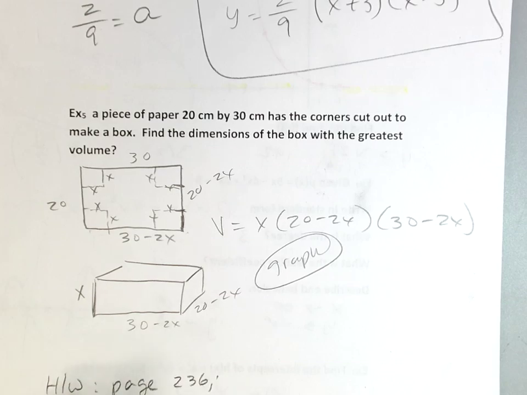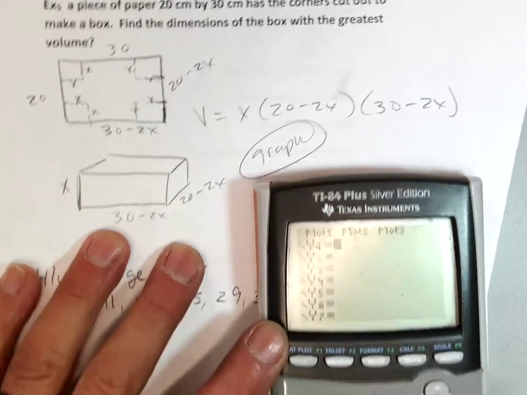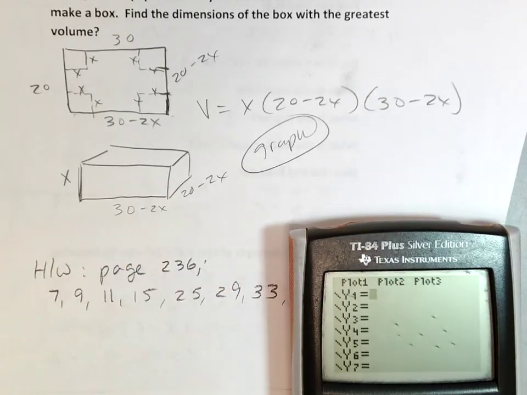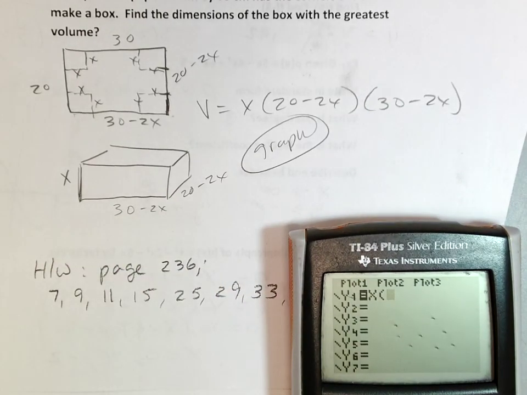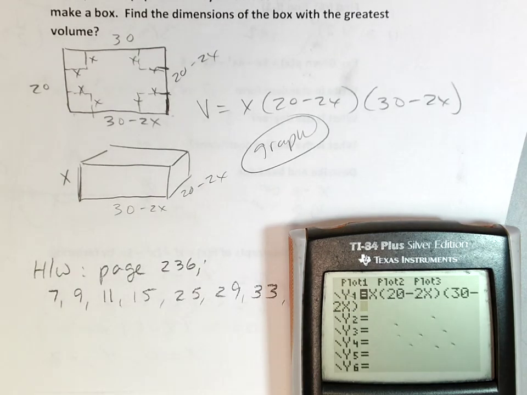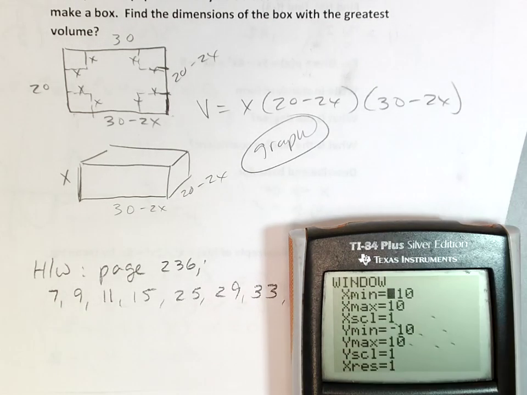So I've got my y equals. I'm going to put it in my calculator: x times 20 minus 2x and 30 minus 2x. Now before I hit graph, I've got to think about my window, okay? I do know that the very biggest cut I can make is 10 and 10, because if I cut 10 and 10, then the paper's gone, right? So in my window, I'm going to make sure I go from 0 to 10, but I might go a little bit bigger than 10. But 0 to 10 will work, okay?